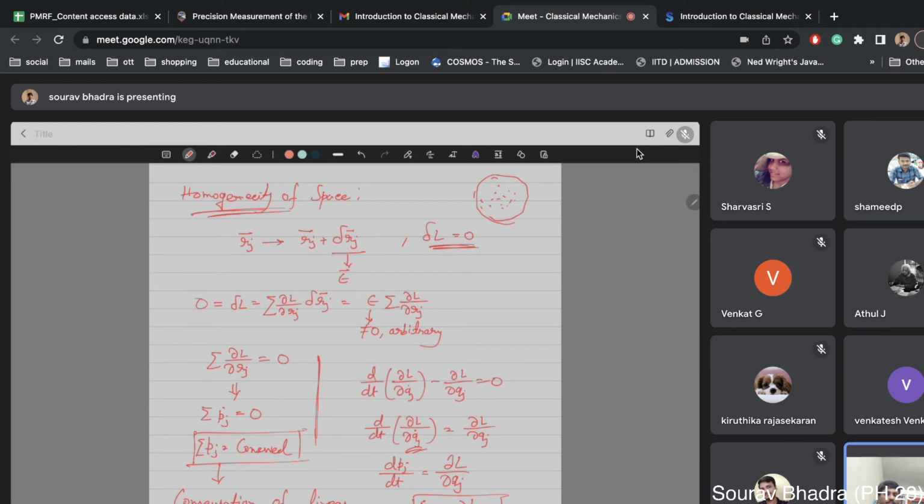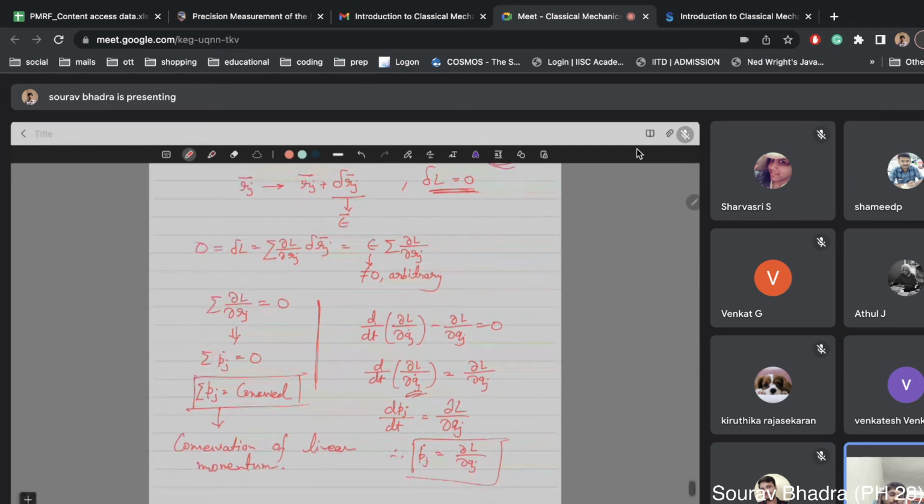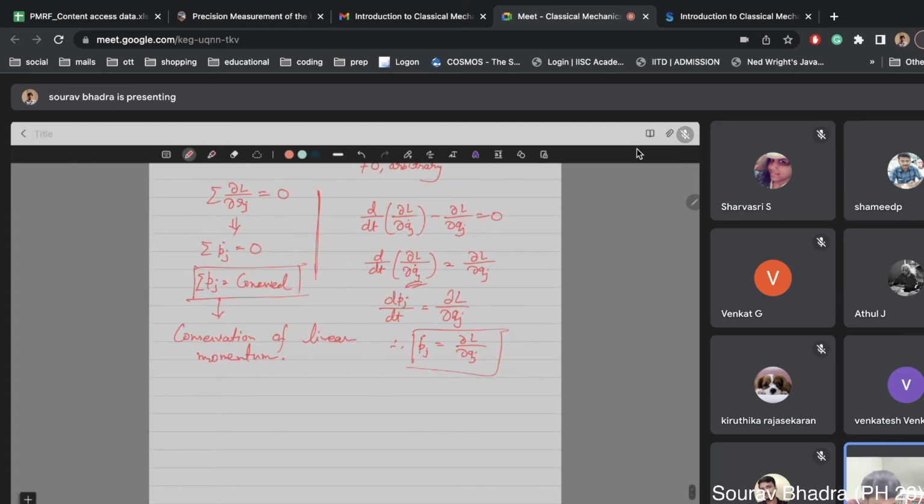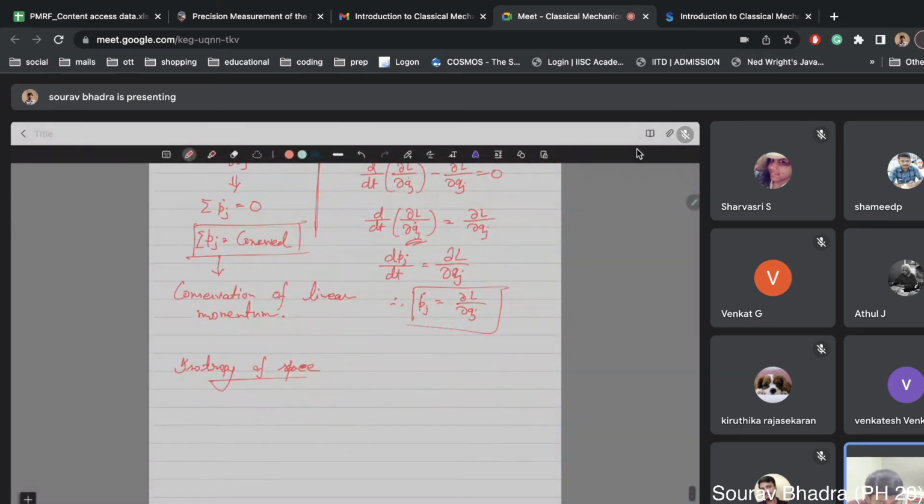So if you consider the isotropy of space in a similar way, you can show that the angular momentum, which is Rj cross Pj for a particular system, is conserved. So homogeneity of space will give you the linear momentum conservation, and the isotropy will give you the angular momentum conservation.